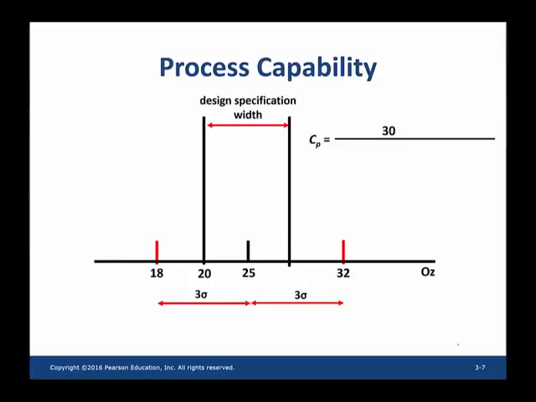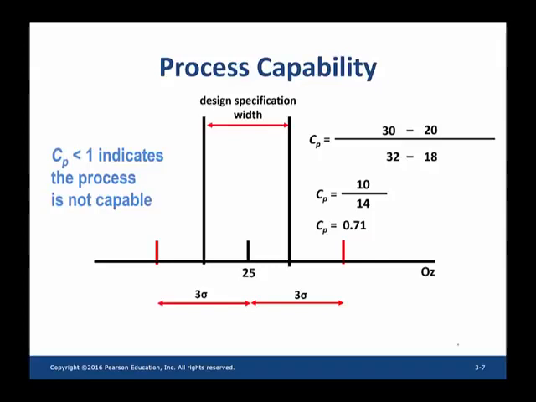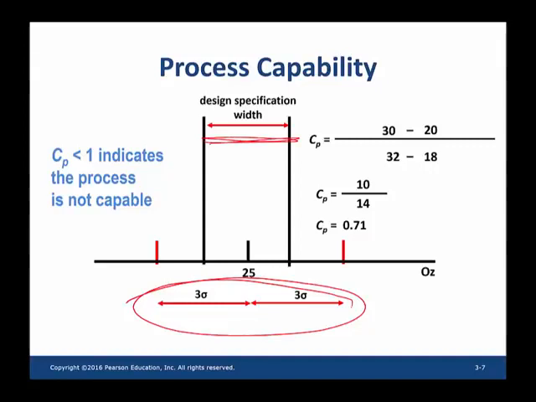The design specification width is nothing but the upper specification minus the lower specification, and the Six Sigma distance, in this case, is given by 32 minus 18. So it is 10 over 14, and Cp is 0.71. Since Cp is less than 1, the process is not capable. Right? So with this example, we put some number to the process capability. When the Six Sigma distance is wider than the design specification width, the process is not capable.